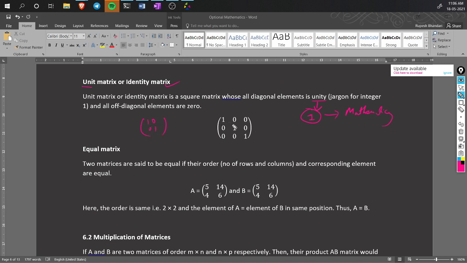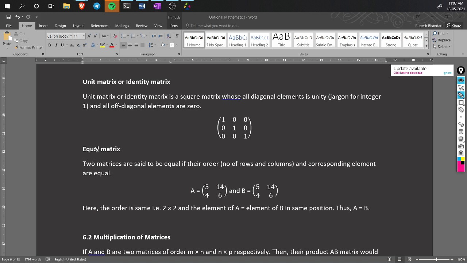Similarly, in a 3 by 3 matrix. Why am I saying 3 by 3? Three rows, three columns. That's why it's 3 by 3. It's always row by column. So 3 by 3, 2 by 2. In a 3 by 3 matrix, the diagonal is one and the rest is all zero, as you can see over here as well.